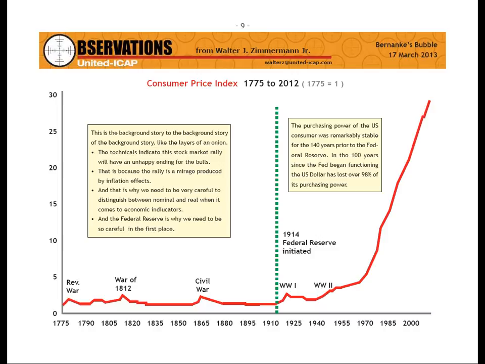This must be wealth. But what this is showing here is the purchasing power of the average American was remarkably stable for 150 years prior to the advent of the Federal Reserve. And since the Federal Reserve came on the scene in 1914, the US dollar has lost 98% of its purchasing power. Don't think this is a coincidence. Flat, stable, reliable, out of control.